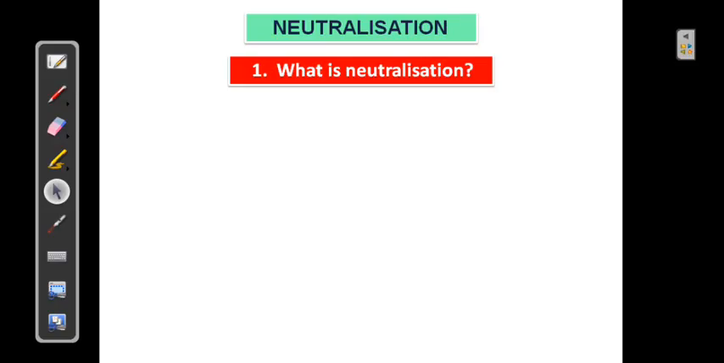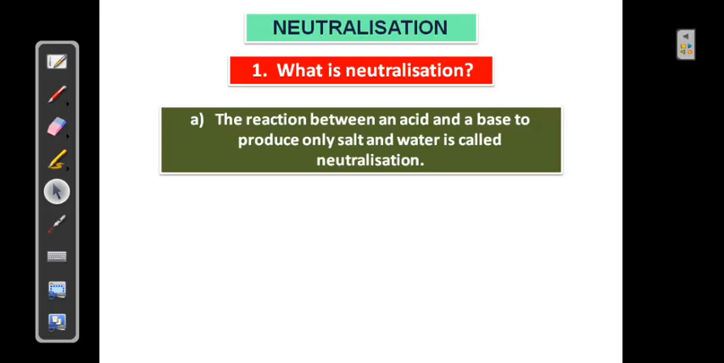So what is neutralization? Neutralization is a reaction between an acid and a base to produce only salt and water. This is what is called neutralization. This is just a chemistry term explaining what neutralization is. So in chemistry, when we talk about neutralization, we are talking about the reaction between an acid and a base to produce only salt and water. That is what neutralization in chemistry means.